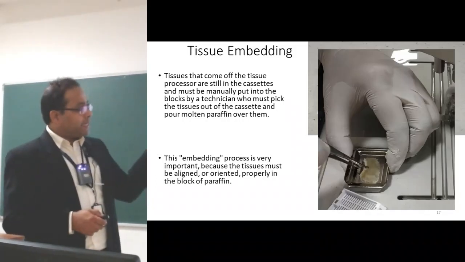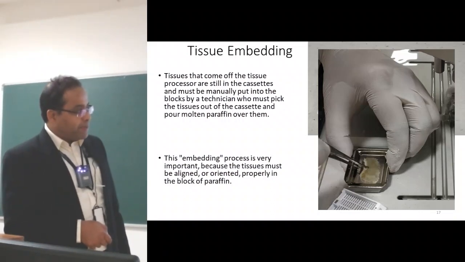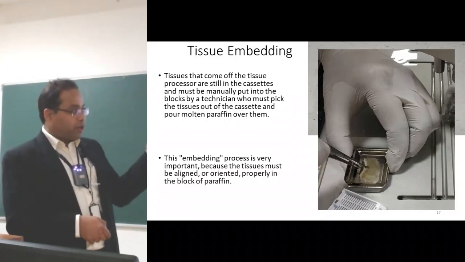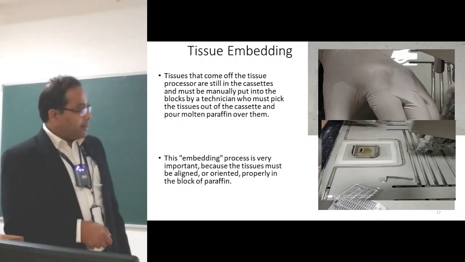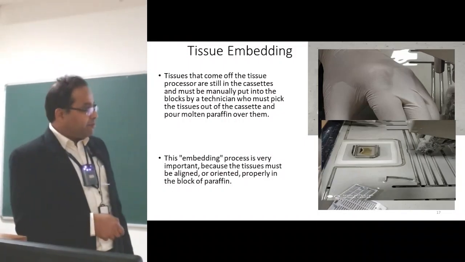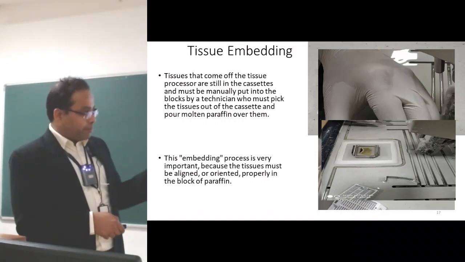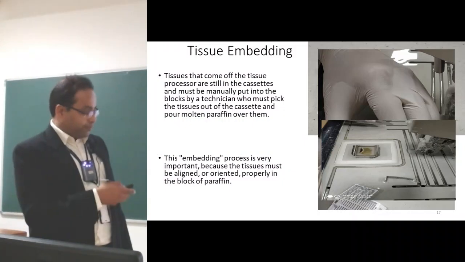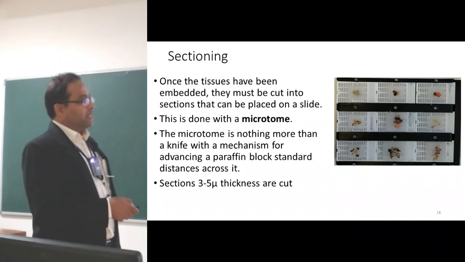So here the technician pours molten paraffin over and embeds it in a particular way so that we can see the skin on the top and the tumor below it. Now that molten paraffin is getting solidified by putting it on the cold ice tray. Now when it comes out, we have blocks like this.